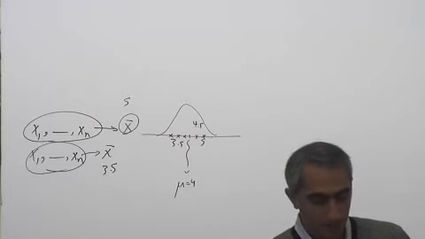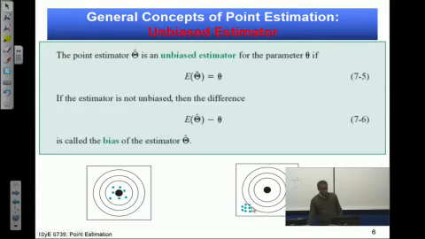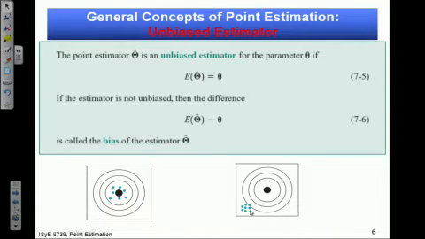One other example, you can see, this is definitely not an unbiased estimator. You see that? And this difference, which is the average of your estimate from the true parameter, is called bias. Does it make sense? So this is called bias: the expected value of your estimator minus the true parameter.